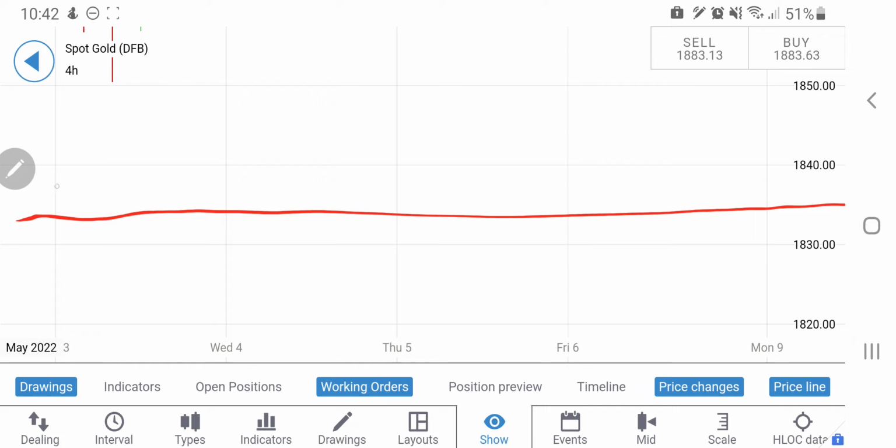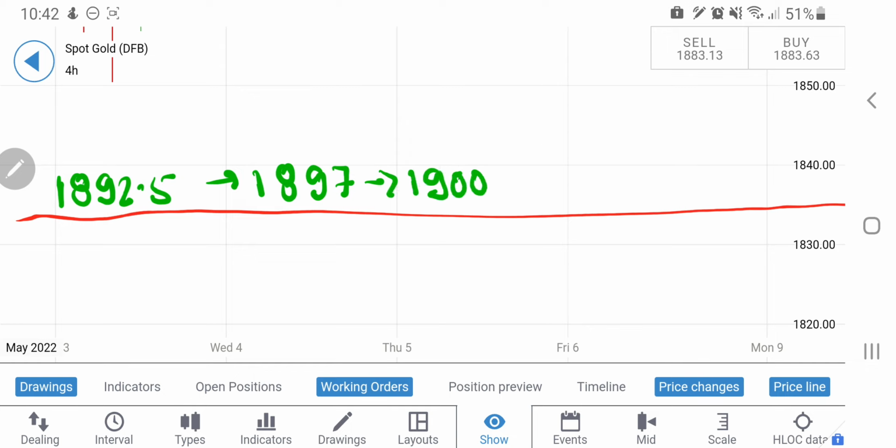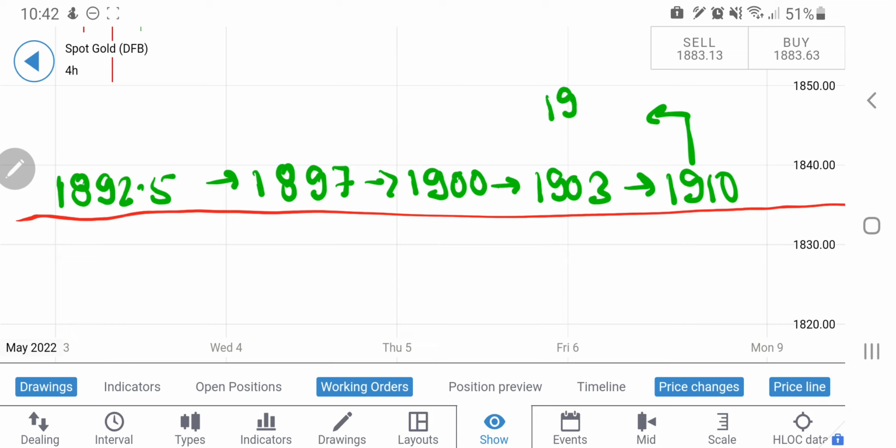First, let's talk about the levels to go long. Go long at 1892.5 here. You can expect 1897 and 1900 and 1903. See, till here, very nearby resistances till 1903. After that, it will try to hit 1910 and 1920 levels.